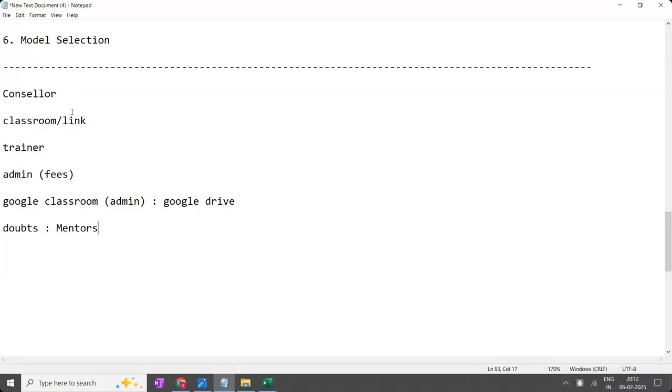Okay. Now, doubts are solved by the mentors. And at the end, once your course is completed, placements. Placements will be done by the placement team. Admin also will not be there now. Now, new persons will come into the picture. They are called the placement team. See, in Naresh IT only, these many different people are working.